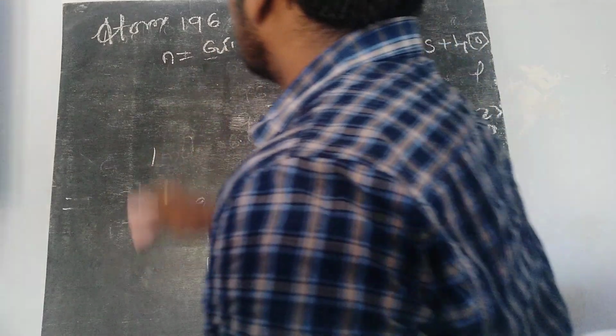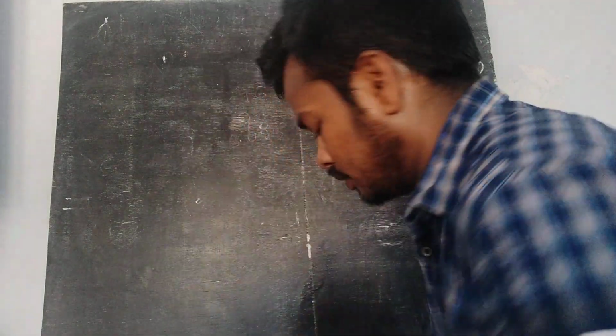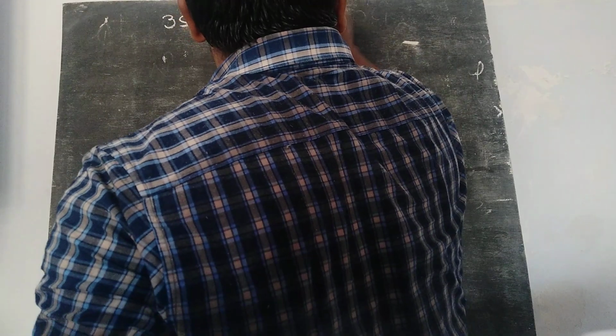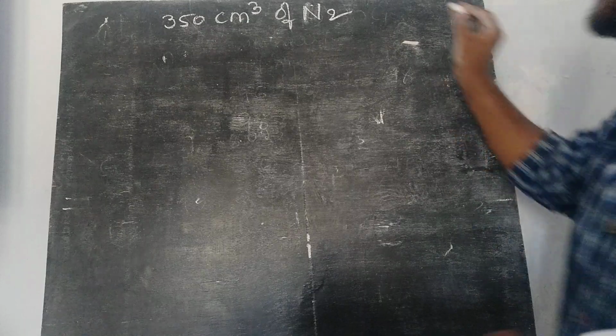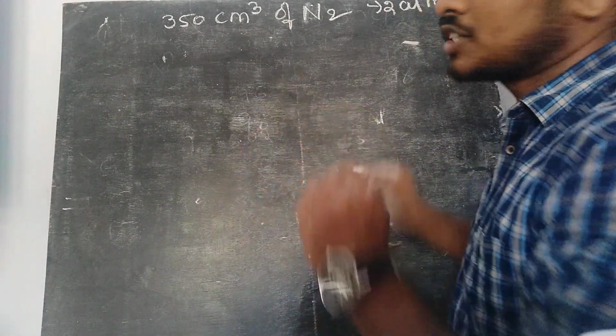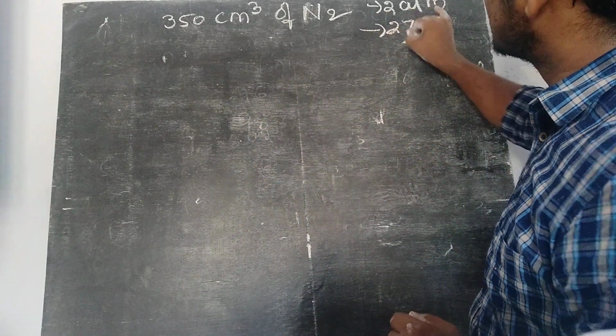Okay, now I will take another example, a gaseous molecule. Now you can see 350 centimeter cube of N2 gas, nitrogen gas, at 2 atmospheric pressure. They didn't give STP, they gave 273 Kelvin. You have to calculate the number of moles.